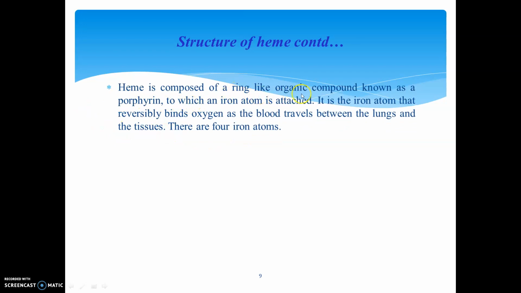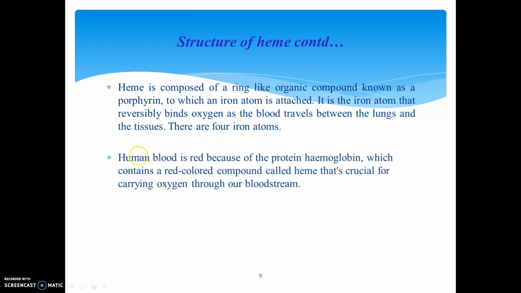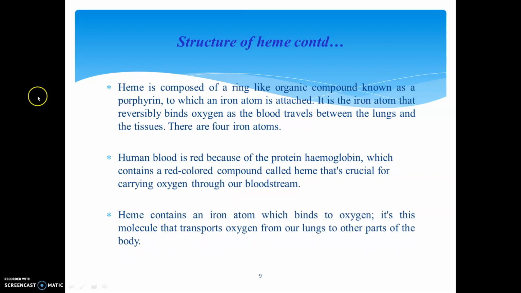Heme is composed of a ring-like organic compound known as porphyrin, to which an iron atom is attached. It is the iron atom that reversibly binds oxygen as the blood travels between the lungs and the tissues. There are four iron atoms. Human blood is red because of the protein hemoglobin, which contains a red color compound called heme that's crucial for carrying oxygen through our bloodstream. Heme contains an iron atom which binds to oxygen. It's this molecule that transports oxygen from our lungs to other parts of the body.